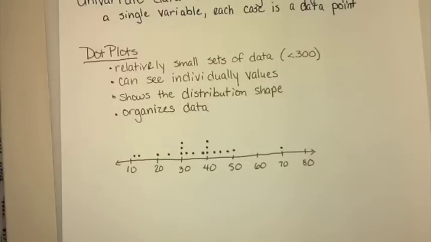Here is a relatively small set of data on a dot plot. And we can kind of see it's somewhat normal. There's a big gap here. So you can see the data that way.